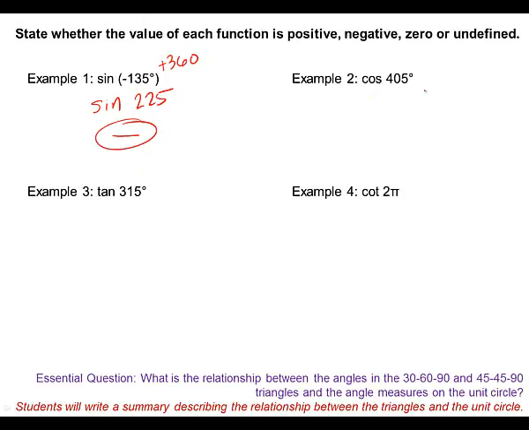All right. I need to figure out which quadrant 405 is in. So I'm going to subtract 360, which would put it on my unit circle. So it's really the same as the cosine of what?